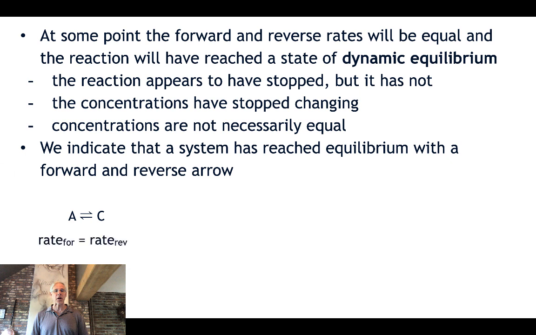Now, when a reaction has reached equilibrium, we indicate that type of reaction with a forward and reverse arrow. And you see that right there. And when you see that double arrow for a reaction, it means that that reaction reaches a state of equilibrium, and at that state of equilibrium we can say that the rate in the forward direction, that's that little f, is equal to the rate in the reverse direction.